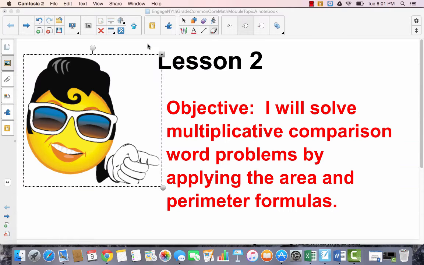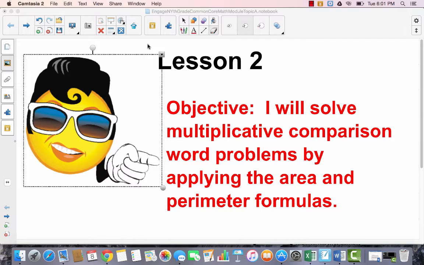Okay, let's take a look at lesson 2. I will solve multiplicative comparison word problems by applying the area and perimeter formulas. So we're going to continue to take a look at area and perimeter formulas just like we did in lesson 1, but today we're going to apply it to some multiplicative comparison.